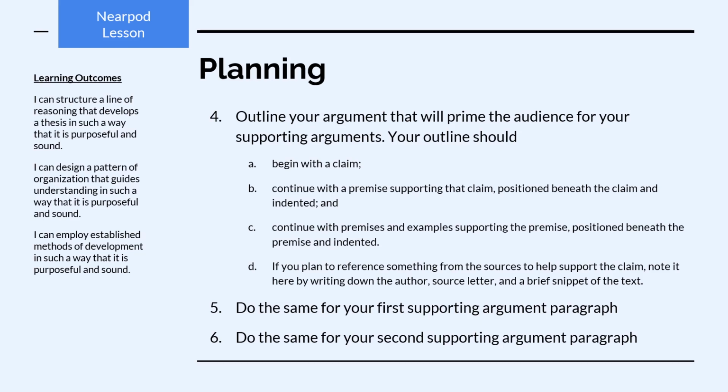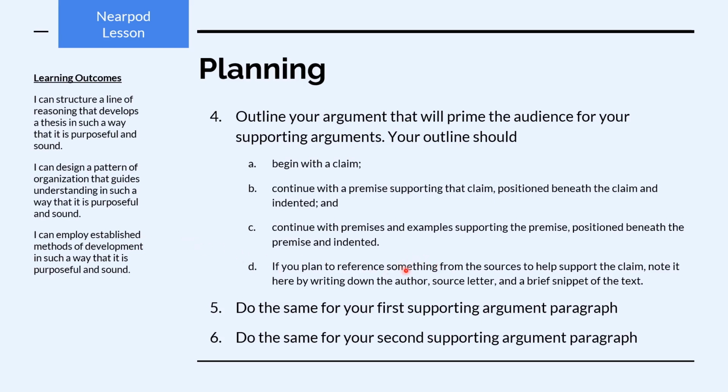Go ahead and outline your argument for your priming argument as well as your two supporting arguments. Now you want to do this exactly the same way as you did with your Q3 drill, except for this. If you plan to reference something from the sources to help support a claim that you're making, go ahead and note it in your outline as well by writing down the author, source letter, and a brief snippet of the text, either direct quote or paraphrase of the ideas. It doesn't really matter. You just want to note what you're going to actually source from the text.